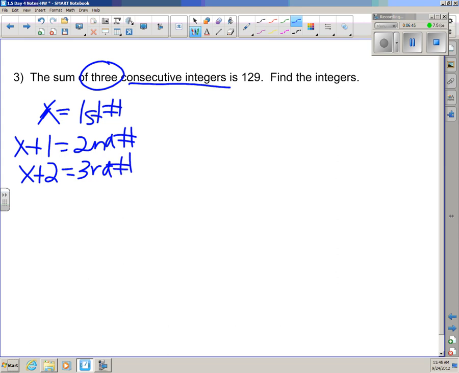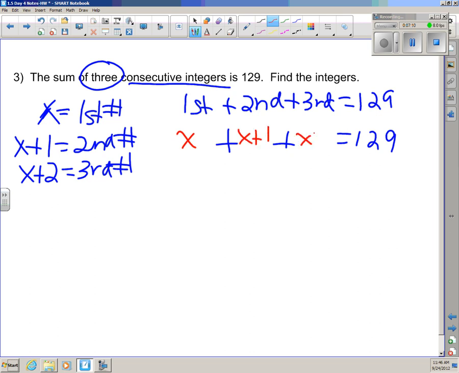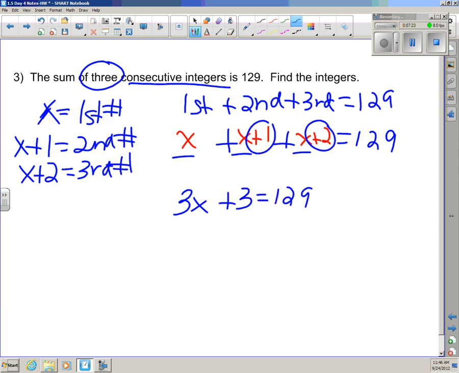Well, it says that the sum of those 3 is 129, which in English means first number plus second number plus third number equals 129. Whoopsie. I'm not really sure why there's a 6 over there. So then what you basically need to do is bring down the things that you know for sure, substitute in the expressions for the others. X is the first, x plus 1 is the second, x plus 2 is the third. Start combining like terms. Well, 1x plus 1x plus 1x is 3x. 1 plus 2 is 3.